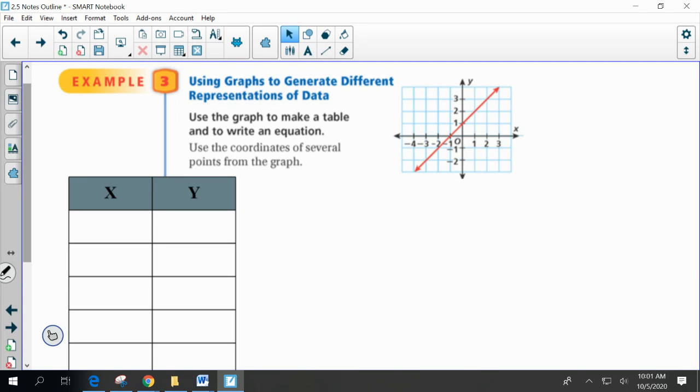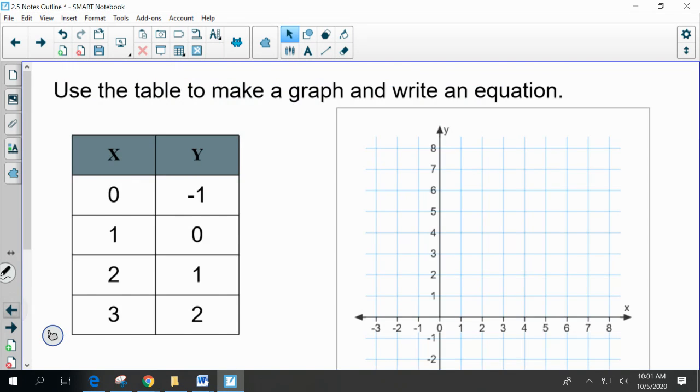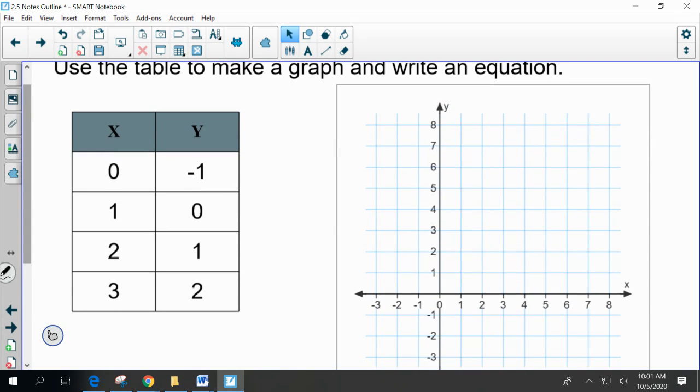Okay, so in this case, I'm kind of working backwards. I jumped ahead of myself here, I'm sorry. Back up. I went ahead of myself. Let's do this together. Okay, so again, everybody find this on your paper. We're going to make the graph and find the equation. So we need to find m and b.